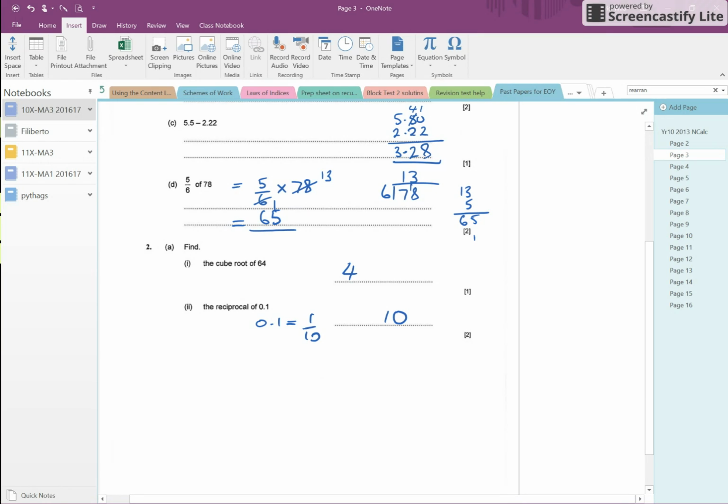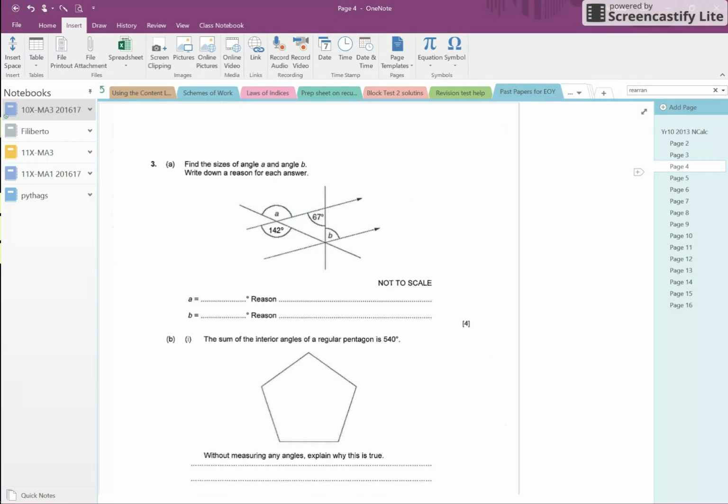And we seem to have OneNote stopped working, which is typical. Hopefully it will come back in a second. Yes, thank you.